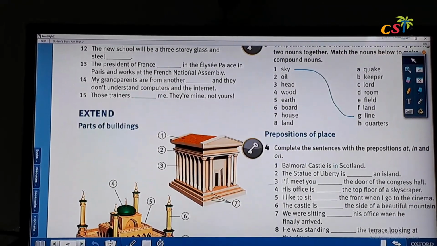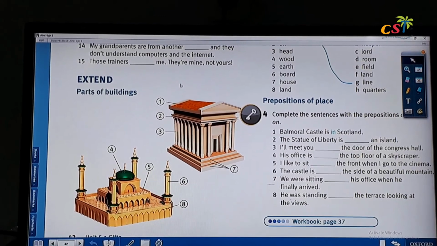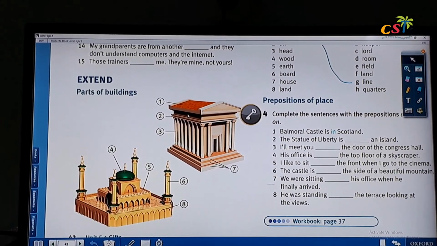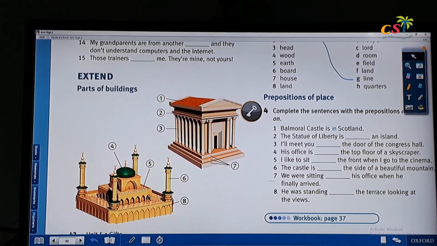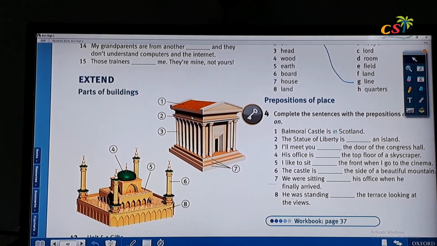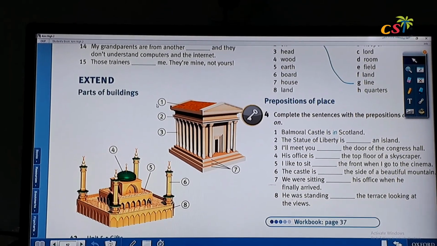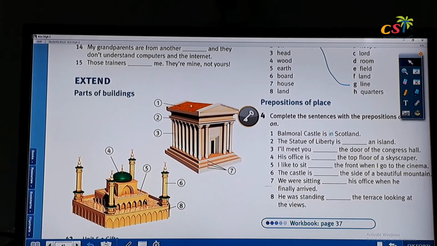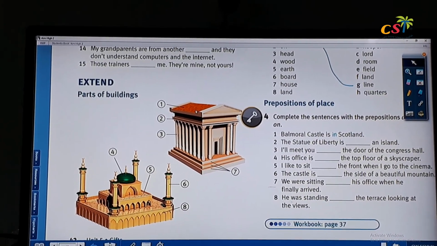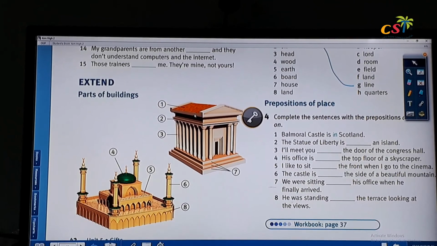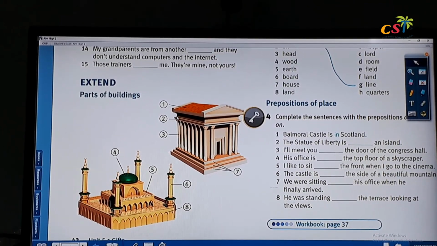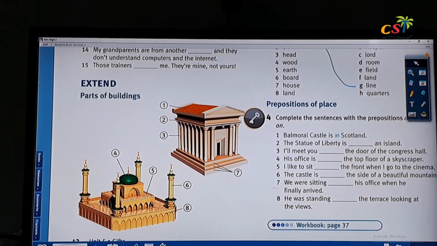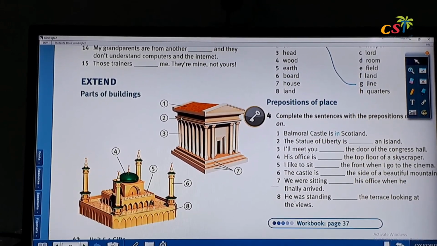Okay, now we are going to learn parts of buildings. Please take a look at the picture carefully. Here you've got the example. For number 1, we call it tiles. Tiles is this one. Like the roof of a building, we call it tiles. Now number 2, below the roof we have beam. So we call this part beam.